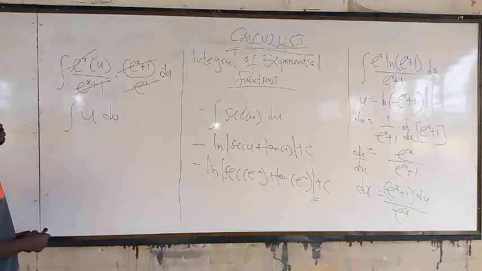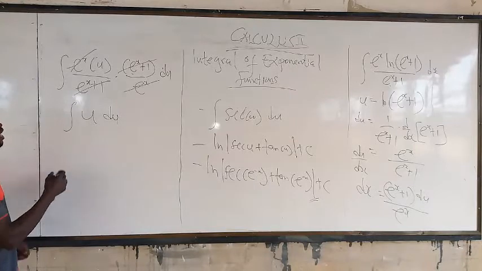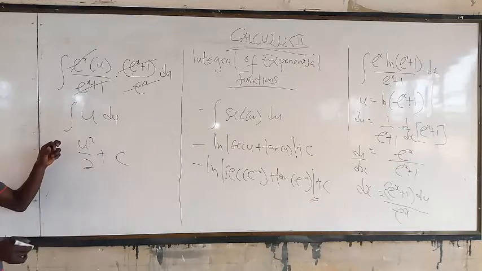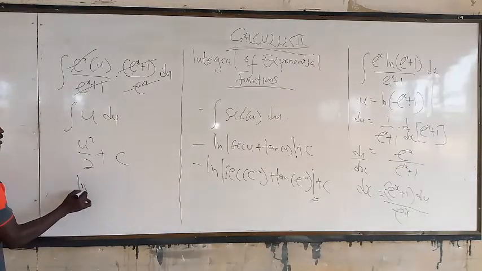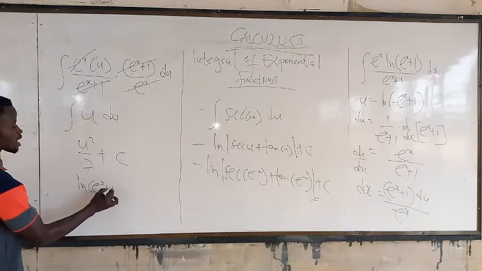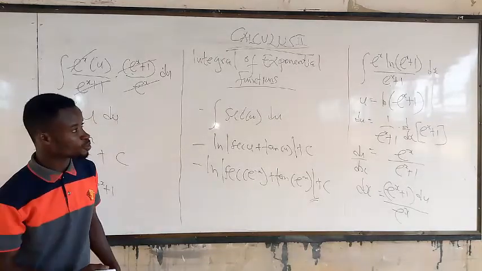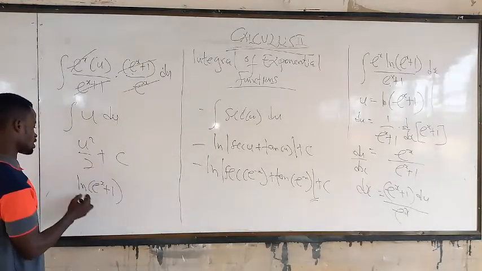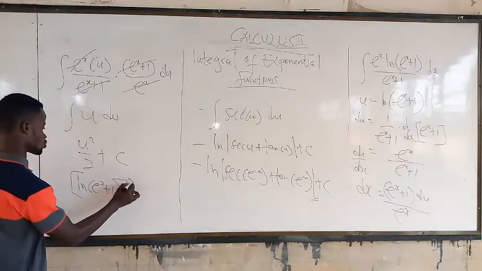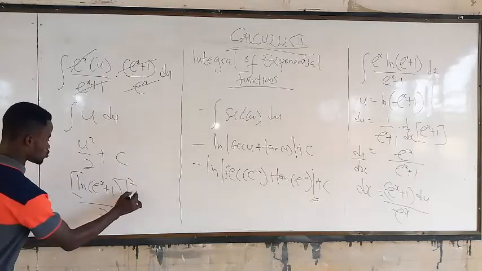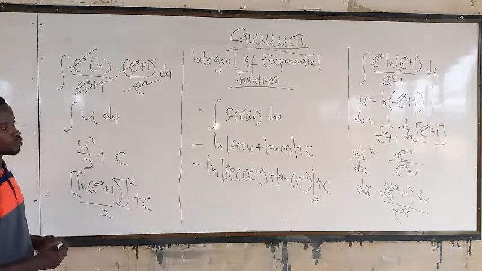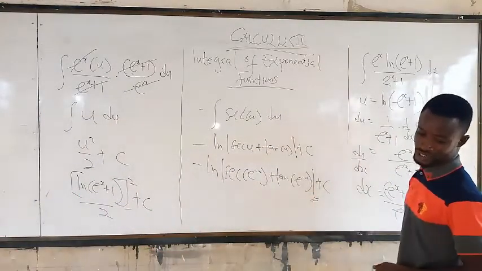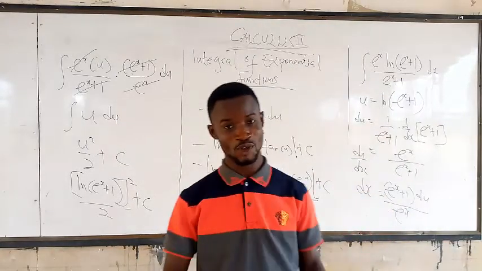Alright. That's it. And when you integrate this, you get u squared over 2 plus what? C. But u is what? u is ln(e^s + 1), and we're going to get the whole of this squared, all over 2 plus c. So that is going to be the result for that. Good. Love mathematics. Hope you also.